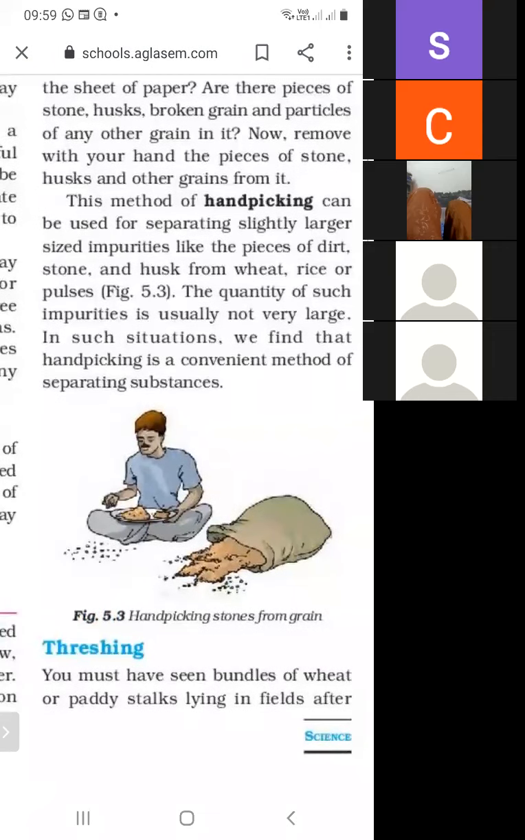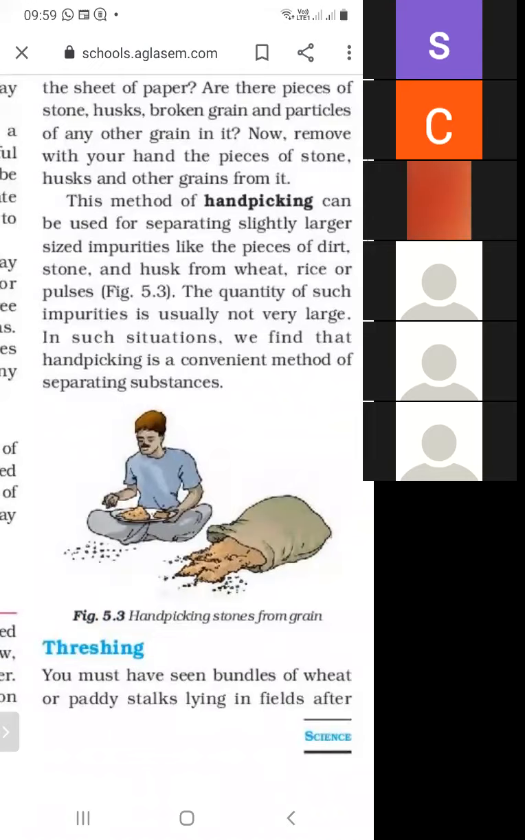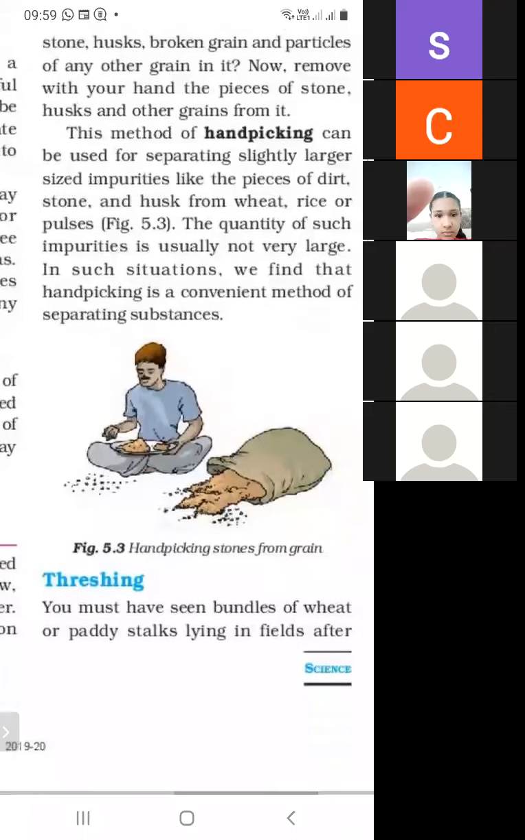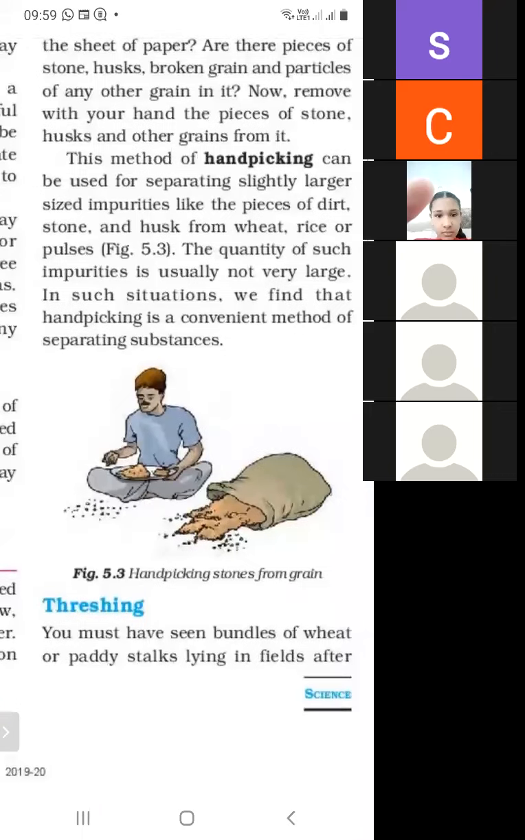The method of hand picking can be used for separating slightly larger impurities, just like dirt, from the substances. And what are the conditions of hand picking? The size of the impurity should be larger and the quantity of impurities is usually not very large. So this is the process of hand picking.